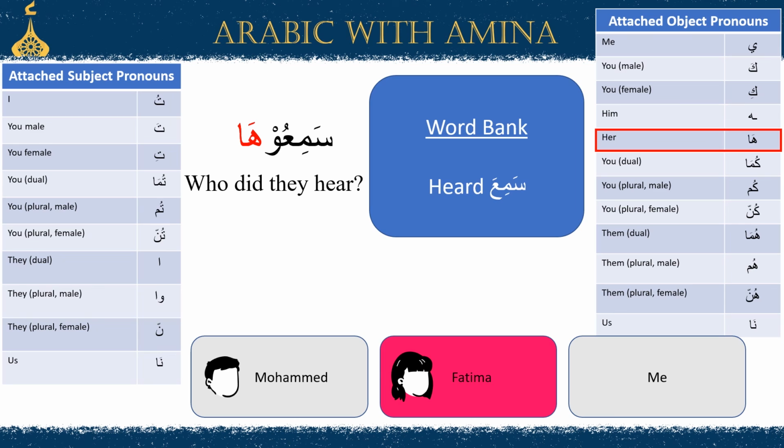And that wraps up our lesson for today about attaching pronouns to the verbs, whether it be a subject pronoun or an object pronoun, and whether the verb be in the present tense or in the past tense.